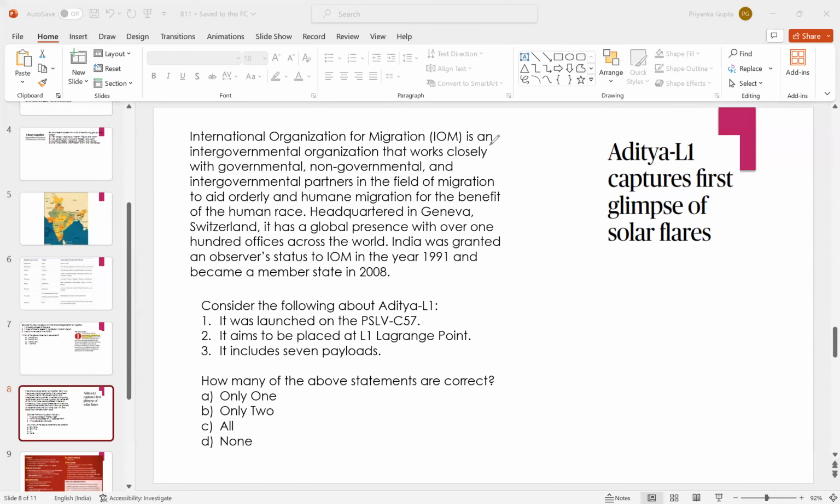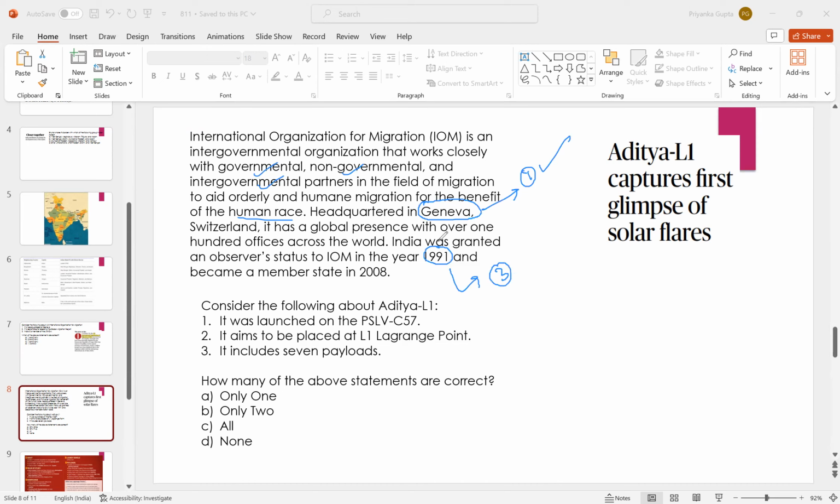So the IOM is an intergovernmental organization that works closely with governmental, non-governmental, and intergovernmental partners in the field of migration to aid orderly and humane migration for the benefit of the human race. It is headquartered in Geneva, Switzerland. Statement number 1 is correct. It has a global presence with over 100 offices across the world. India was granted an observer status earlier in 1991, and then India became a member state in 2008. This is also correct.